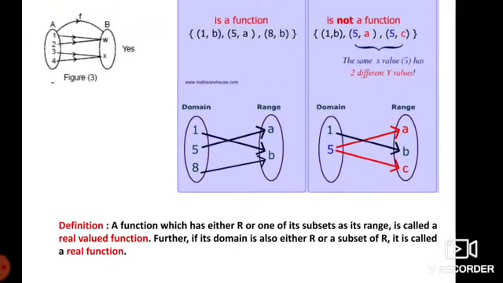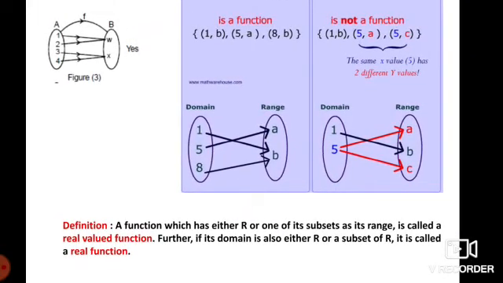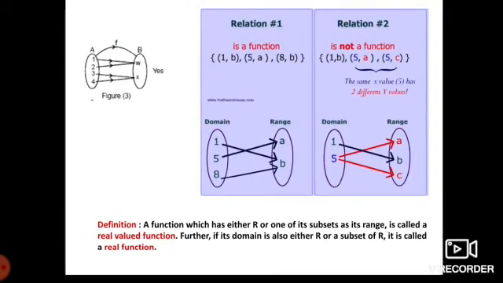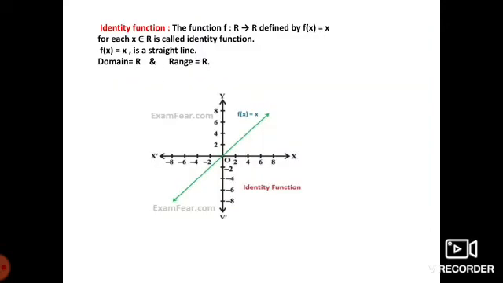Next, what is a real valued function? A function which has either R or one of its subsets as its range, then you will say it is a real valued function. So the range should be either the whole of R or a subset. If its domain is also either R or a subset, then you will say it is a real function. This word will be used there, that's why it is given.